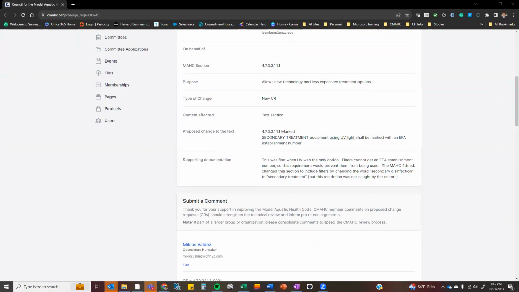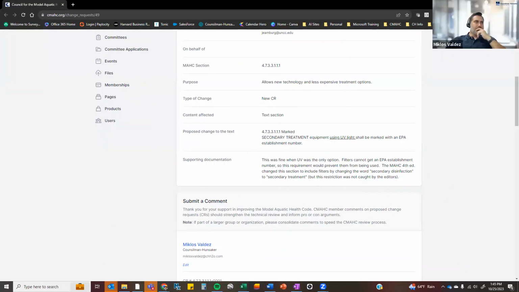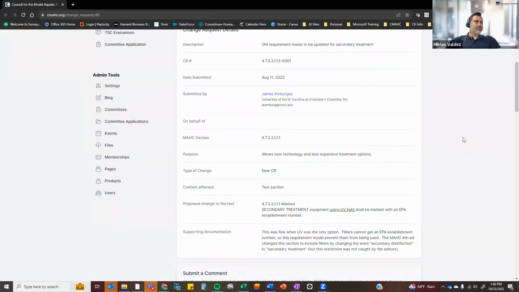So if we don't make this change, we're essentially saying that a filter that qualifies for secondary treatment has to display an EPA registration number, or excuse me, establishment number, which it can't get. Correct. Okay, this makes sense then. Any other comments? Okay. We'll go ahead and vote. Any nays? All right, the ayes have it.